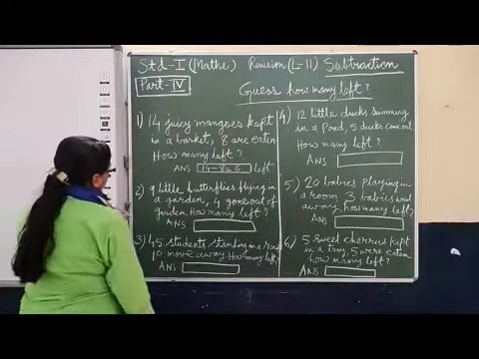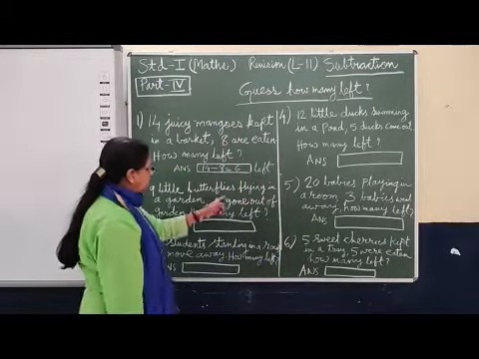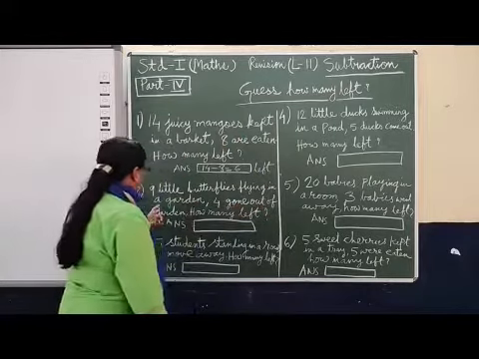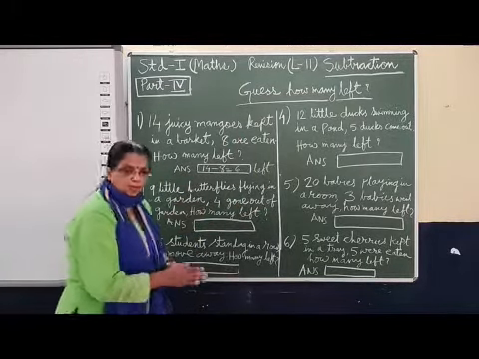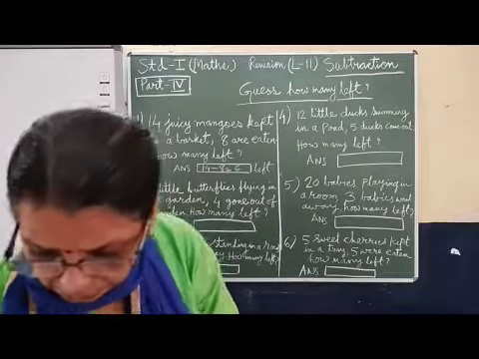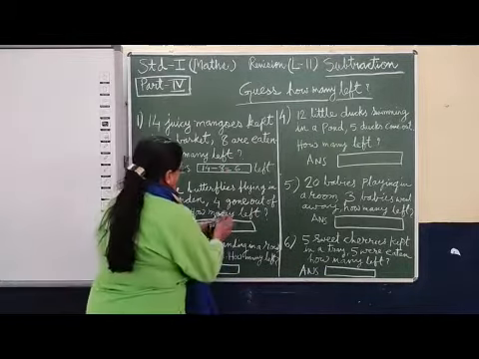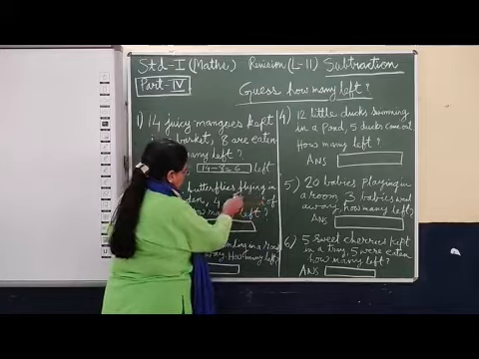Now, next one. 9 little butterflies fly in a garden. 4 got away or went away. We can write went away. 4 went away.